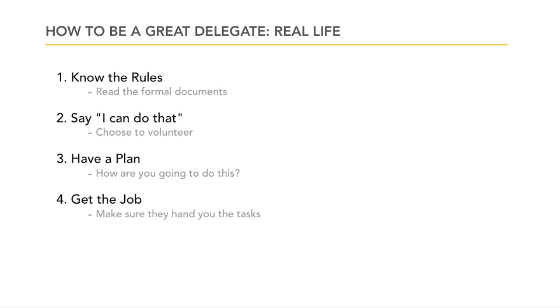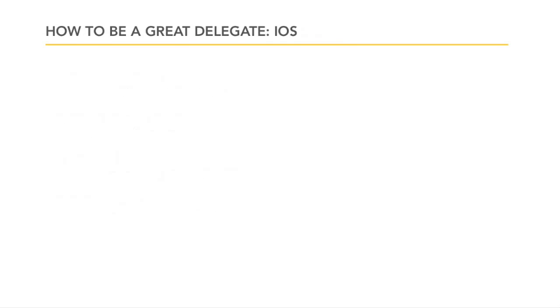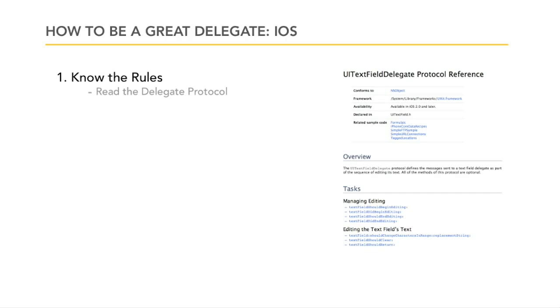So if that's how you might approach being a delegate in real life, what is it in iOS development? Well, exactly the same thing. Step 1, know the rules. Know what you have to do. And there are formal rules here too. The rules are called the delegate protocol. You can get to them through the Xcode documentation, and each delegate protocol is a formal list of method names, and that's all they are, just method names.